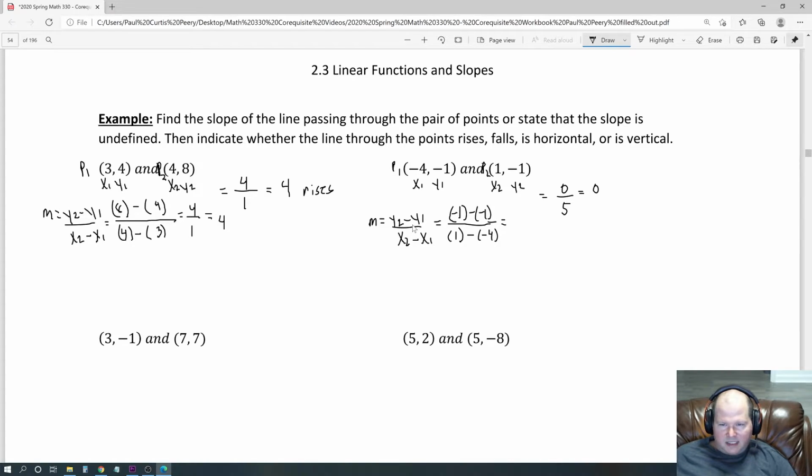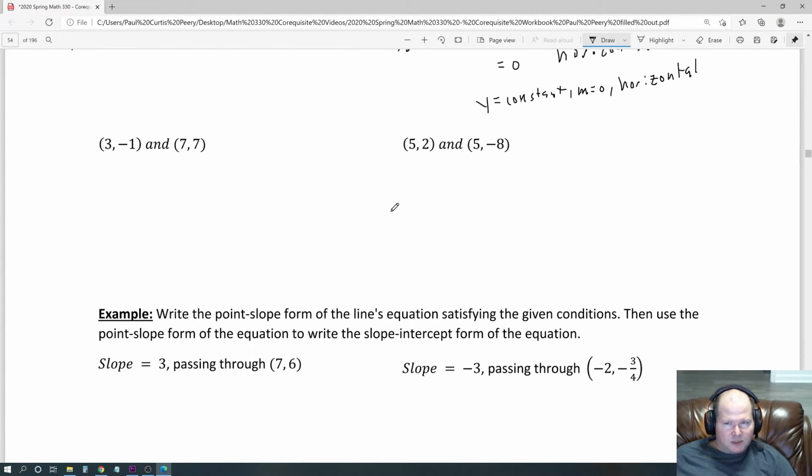-1 minus -1 is the same as -1 plus 1, which gives you a 0. 1 minus -4 is the same as 1 plus 4, which gives you a 5. 0 divided by 5 is 0. And we end up with another 0 slope. Now, if you memorized before, if you have a 0 slope, that is a horizontal line. So we're supposed to memorize that, right? Again, if y is equal to a constant, we know the slope is 0, and it is a horizontal line. Horizontal line. Yes.